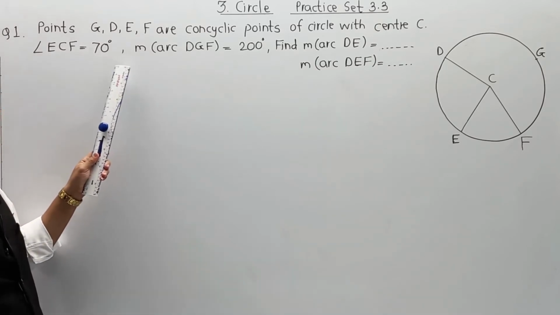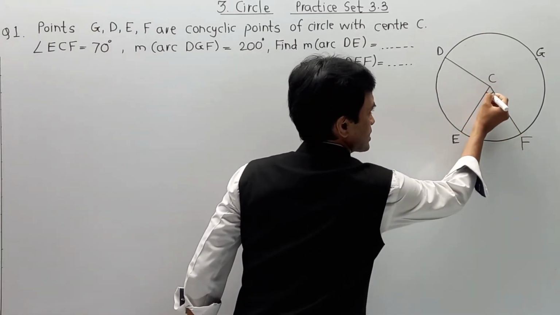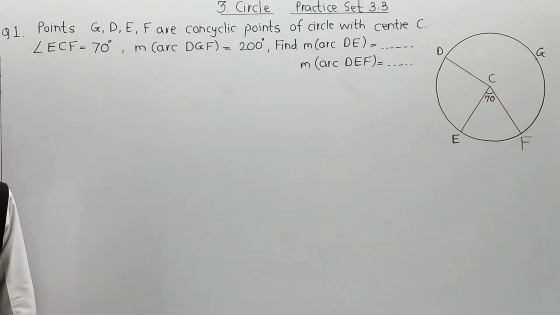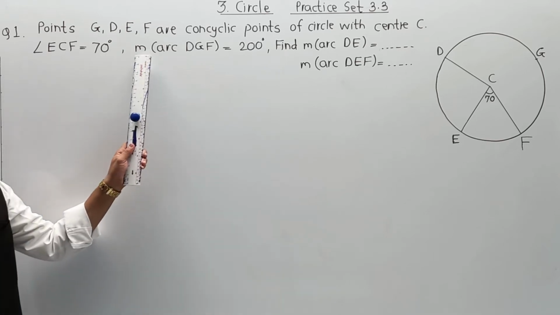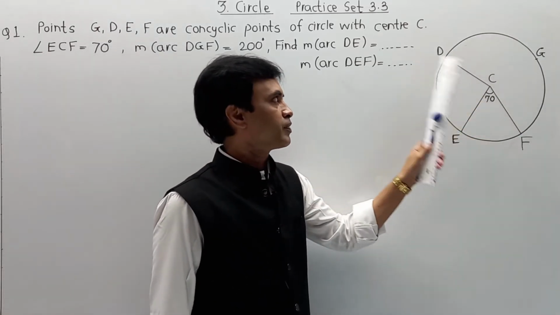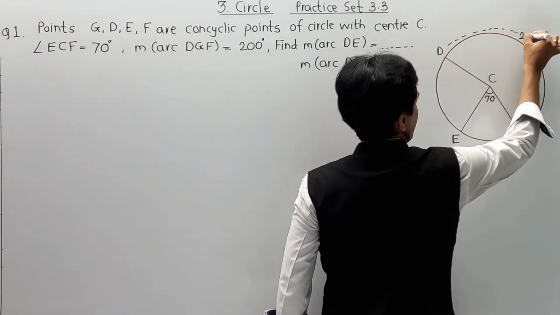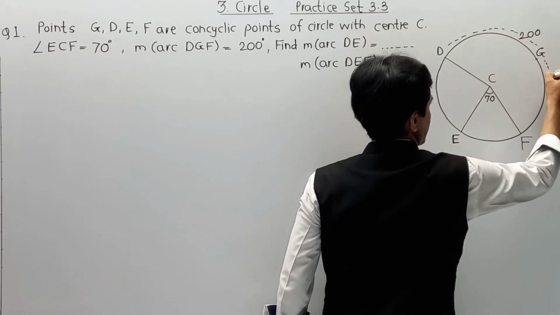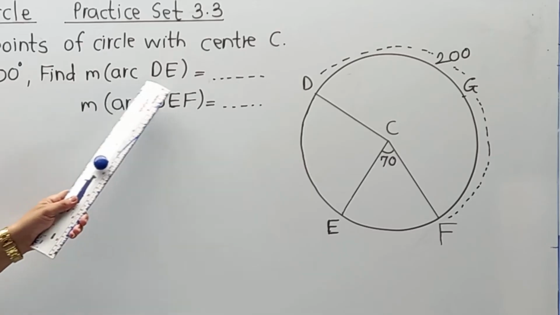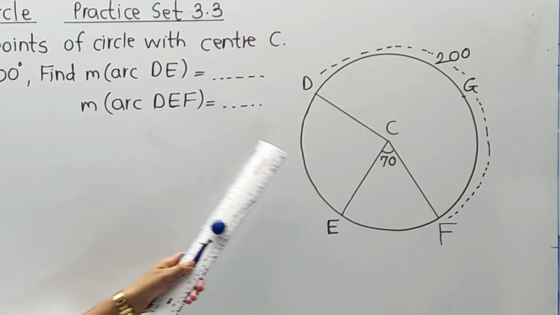Angle ECF is 70 degrees. This angle ECF is given as 70 degrees. If this angle is 70 degrees and major arc DGF, this arc, they have given as 200 degrees, then find the value of major arc DE and find the major arc DEF.